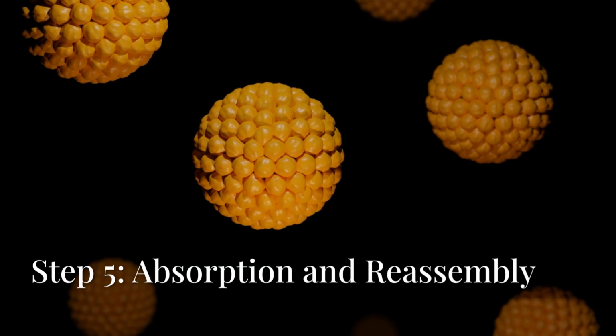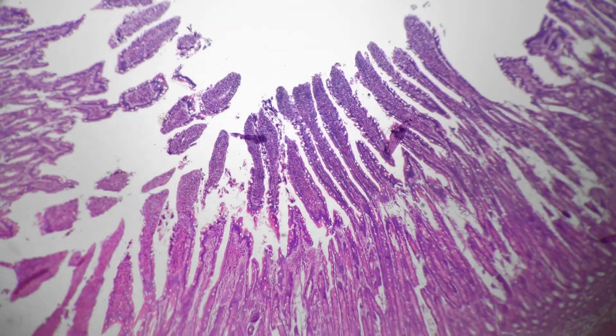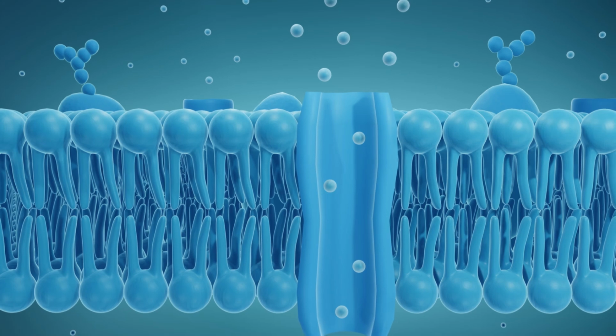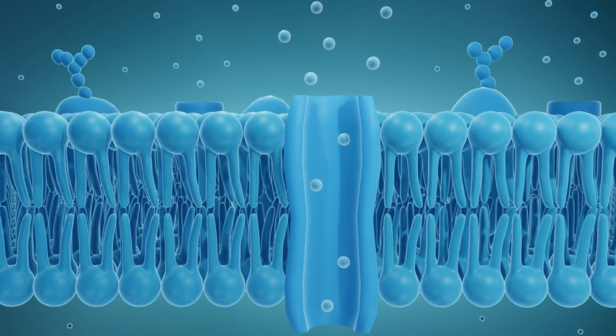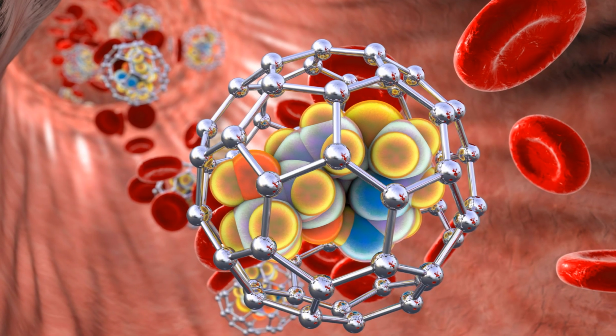Enterocytes repackage lipids. Once inside enterocytes, lipids are reassembled into triglycerides and packaged into chylomicrons for transport in the lymphatic system. This step ensures that lipids can circulate and reach target tissues efficiently.